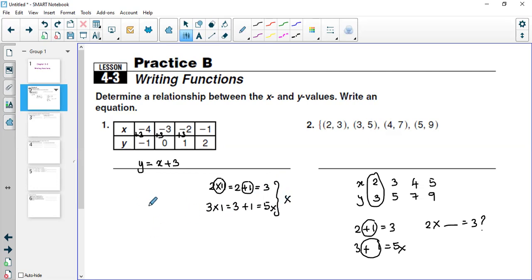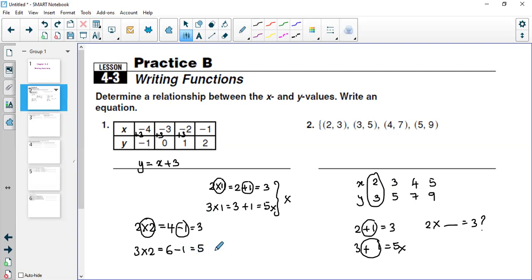Let's try another rule. What do you think we should be trying here? Why don't we multiply and then subtract? Shall we try that? Let's multiply this value of x with 2. So 2 multiplied by 2 would give us a 4, and then minus 1 would give us a 3. So our rule is multiply by 2 and then subtract 1. Let's try if it works with the next set of numbers. The value of x is 3, multiplied by 2 gives us a 6, and then subtract 1 gives us a 5.